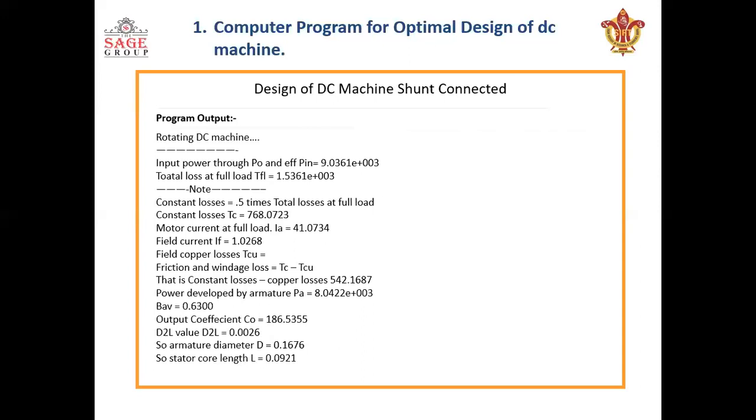After making such coding, the calculation output can be found like constant losses, motor current at full load, field current, field copper loss, friction and windage loss, power developed by the armature, and finally the armature diameter and stator core length.